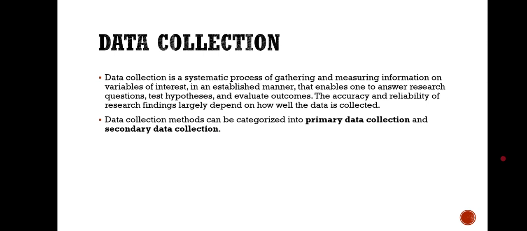Okay, so basically data collection is a systematic process. Systematic means you have to follow all the steps. Step 1, and after completing step 1 you go to step 2. And basically data collection methods can be categorized into two categories. First we have primary data collection and second we have secondary data collection.